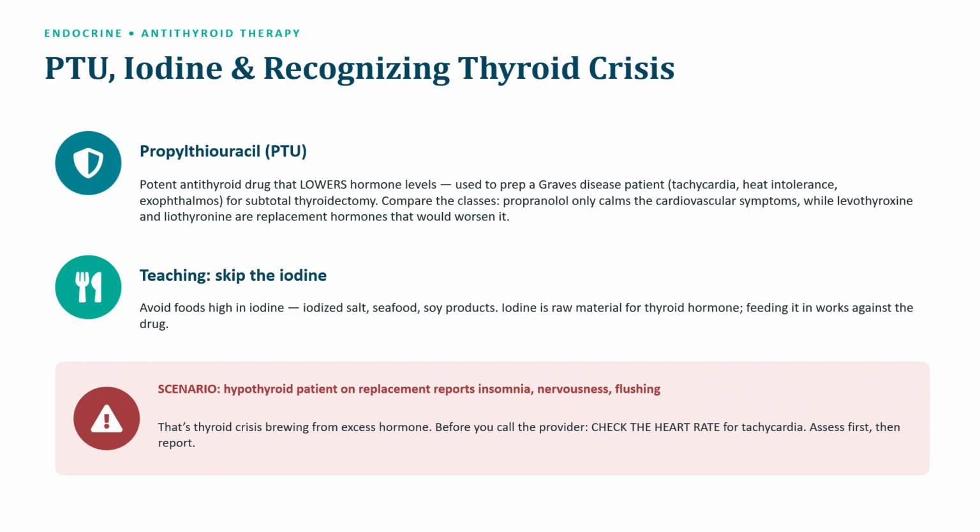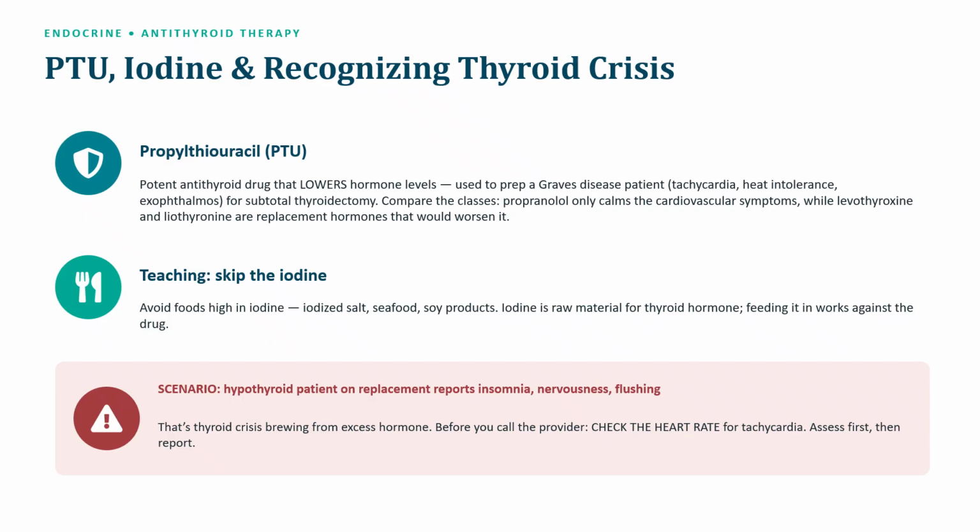So distinguish the medication classes. Propranolol controls the cardiovascular system, but does not affect hormone production. Levothyroxine and liothyronine are replacement hormones and would worsen the condition. Patients taking PTU should avoid foods that are high in iodine, including iodized salt, seafood, and soy products. Iodine is the raw material for thyroid hormone synthesis.